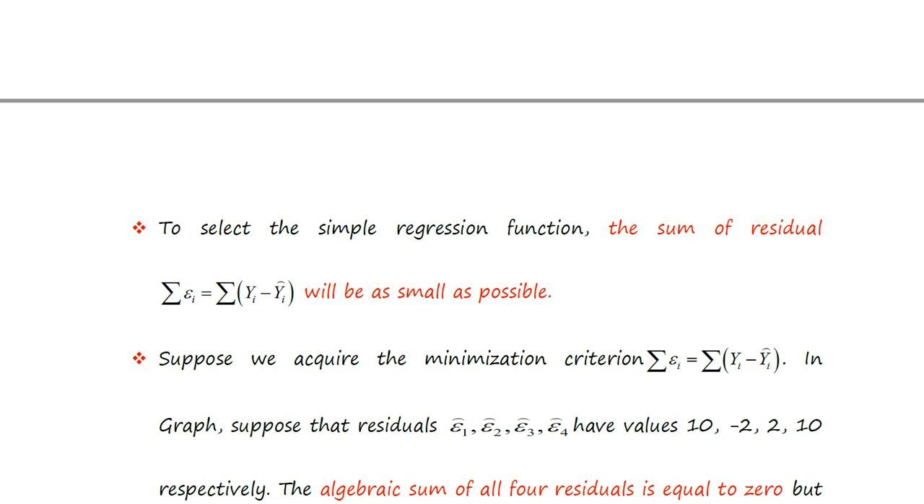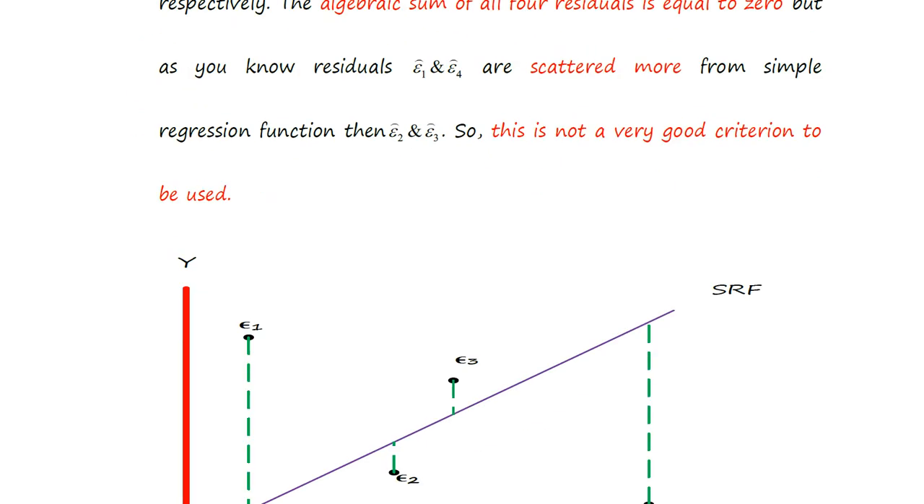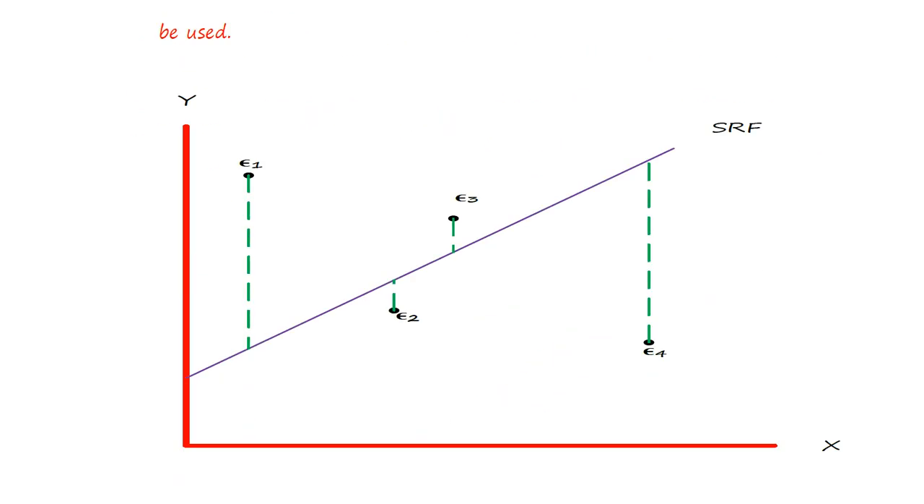To solve this issue, the sum of residuals, the sum of epsilon i, which is equal to the sum of yi minus y cap, should be as small as possible. Our task is to attain the minimum value of the sum of this error term.